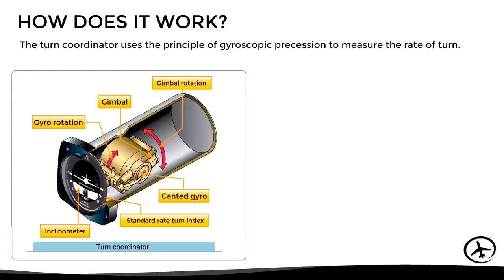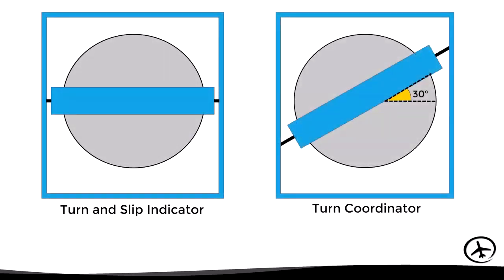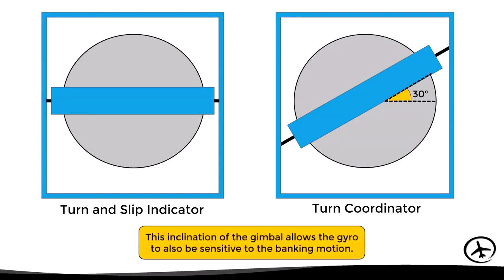As with the turn and slip indicator, the turn coordinator uses the principle of gyroscopic precession to measure the rate of turn. And although it also incorporates a horizontal rate gyro, the difference is that it is tilted 30 degrees. This means that if we compare the internal mechanism of a turn and slip indicator and a turn coordinator, we will see that the gimbal of the turn coordinator is tilted 30 degrees. This inclination of the gimbal allows the gyro to also be sensitive to the banking motion, not only to the heading changes. Apart from this, both instruments are practically identical.